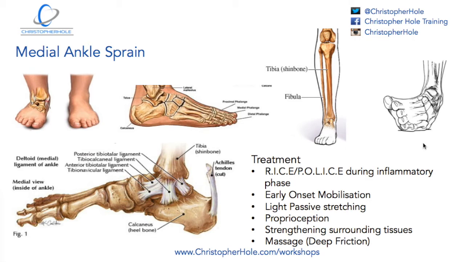So that is the first difference between the medial and the lateral ankle sprain. What we then come on to is the basic anatomy of what we're working with when it comes to treating a medial ankle sprain, and it's looking at the deltoid ligament of the ankle. Here you can see this is a picture of the inside of a foot.